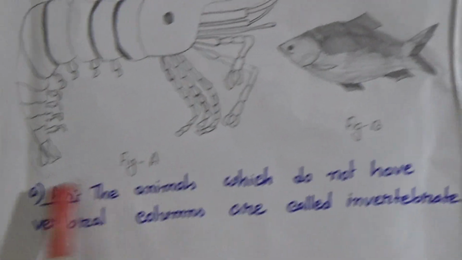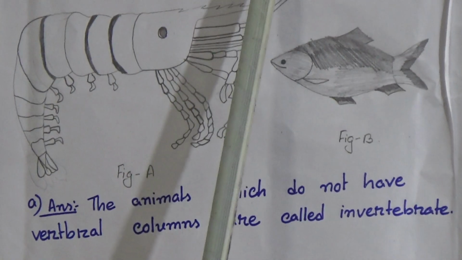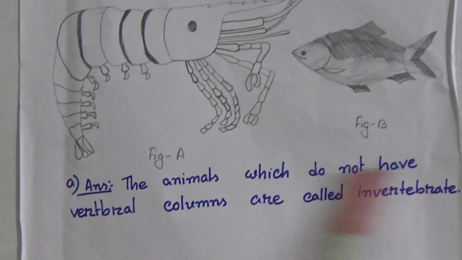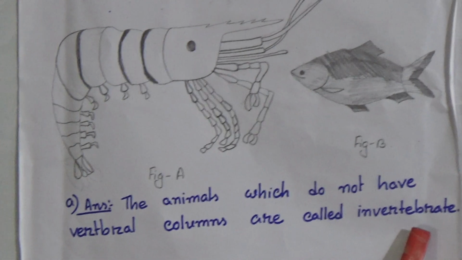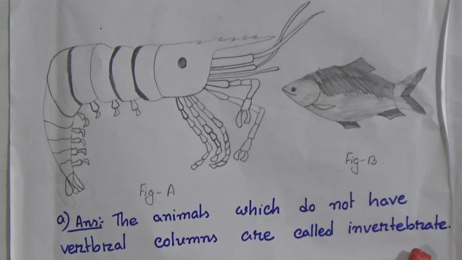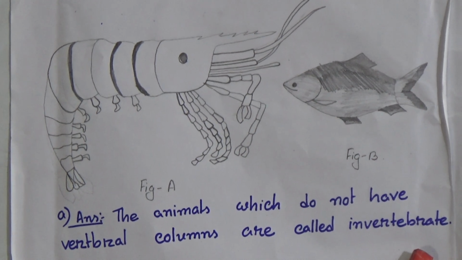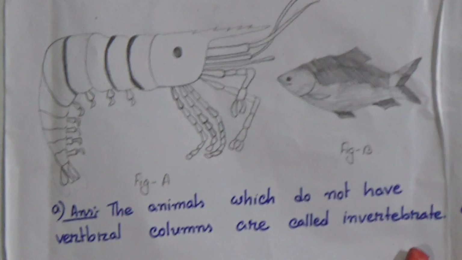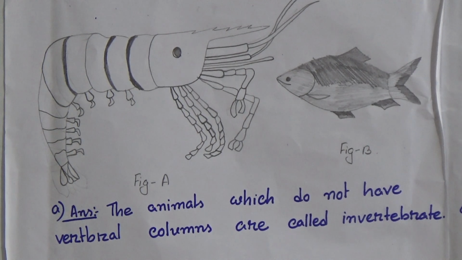Number A. What are invertebrates? Answer: The animals which do not have vertebral columns are called invertebrates. That means the animals which have no vertebrate, they are called invertebrates. You know that in our previous classes we learned that animals are two kinds, invertebrate animals and vertebrate animals.